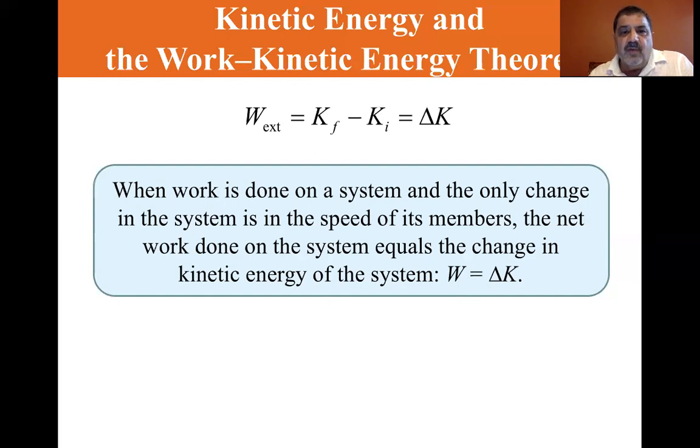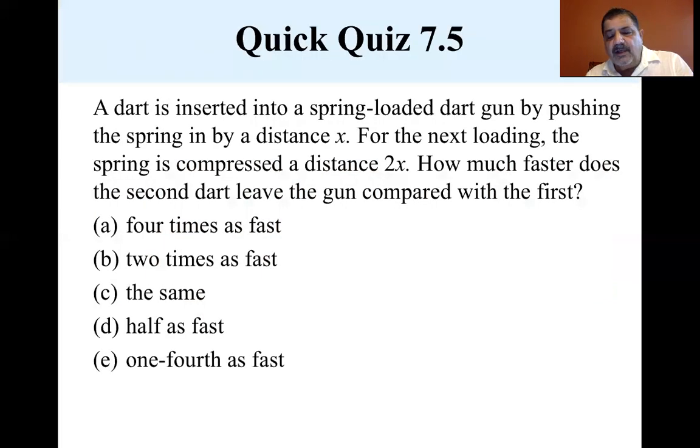Now let's do a quick quiz. A dart is inserted into a spring-loaded dart gun by pushing the spring in by a distance x. For the next loading, the spring is compressed a distance 2x. How much faster does the second dart leave the gun compared with the first? Okay.